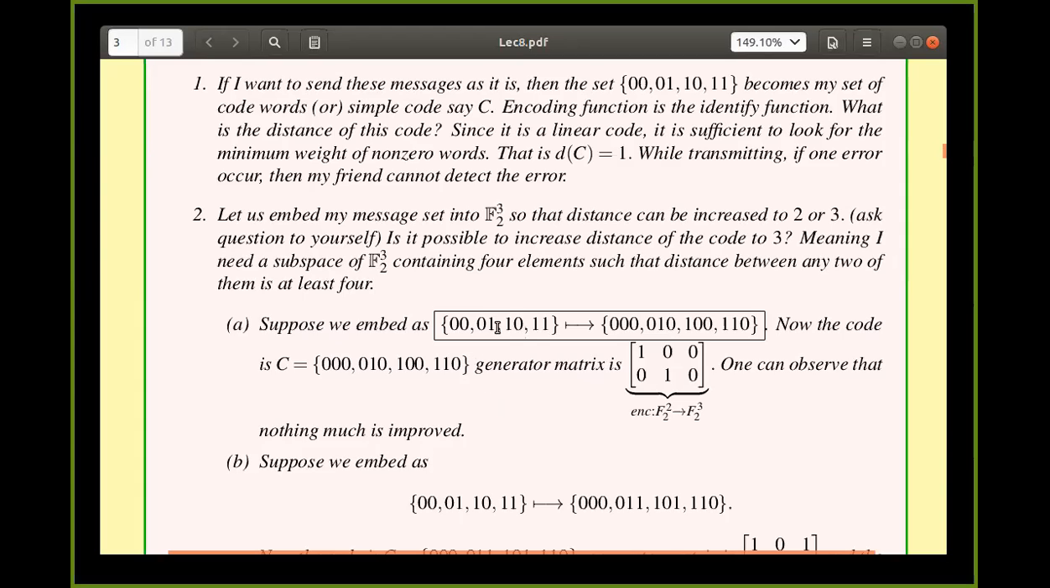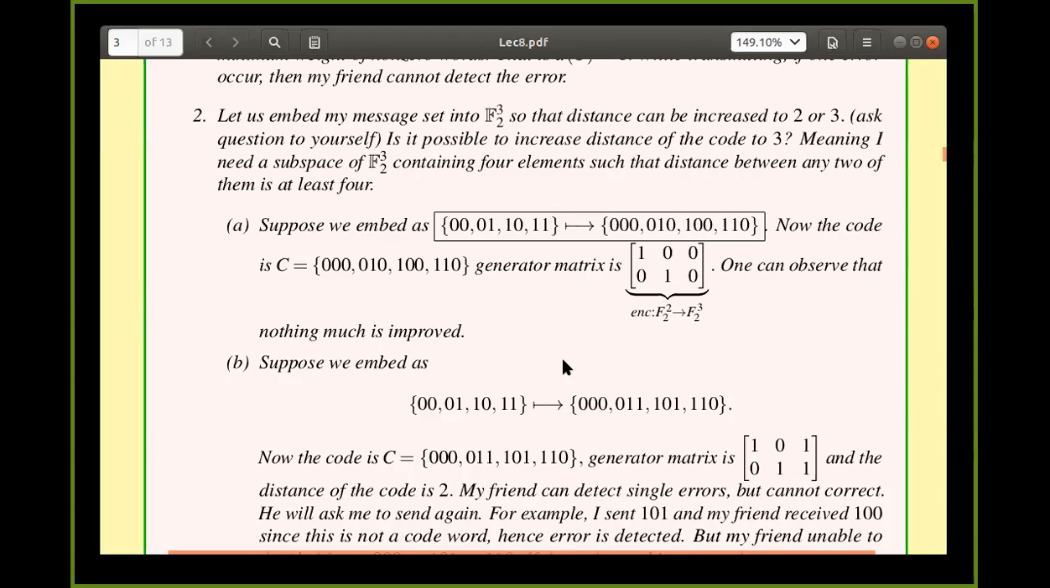Only one possibility is that if I send 0, 1, or some other vector, then there may be a possibility, but otherwise nothing. So the distance is again 1 only. Nothing much improvement has happened, so I have not achieved much. So let us try another way. Any questions till now?